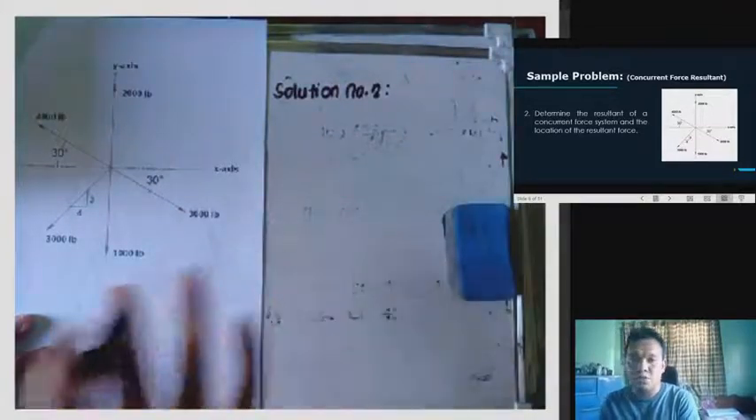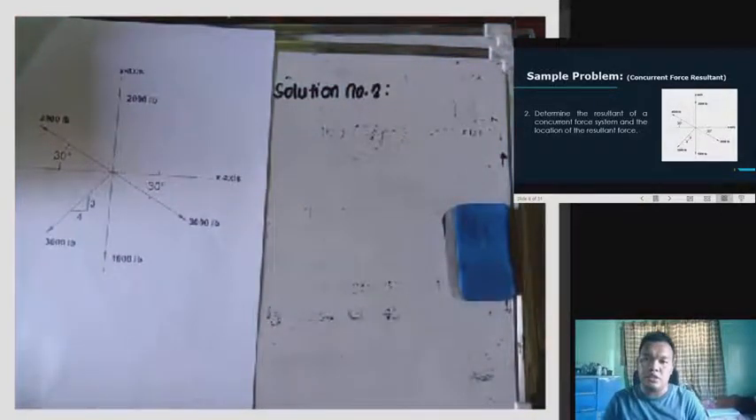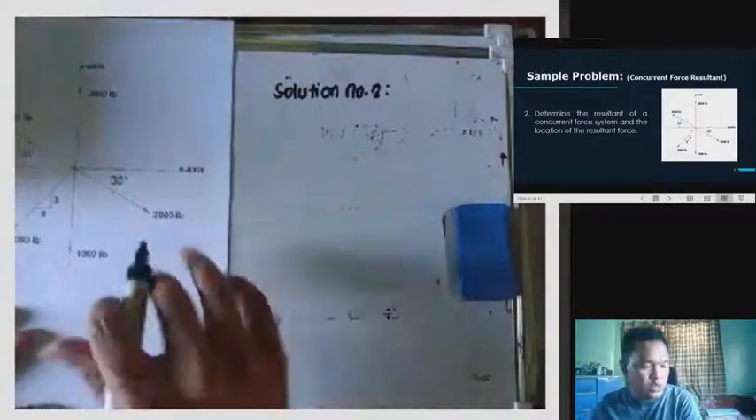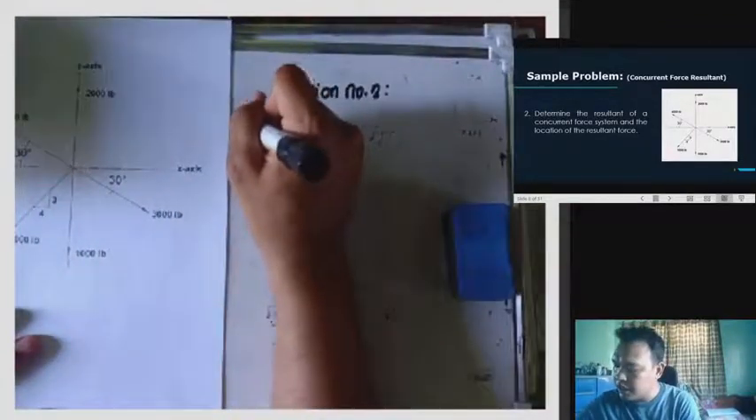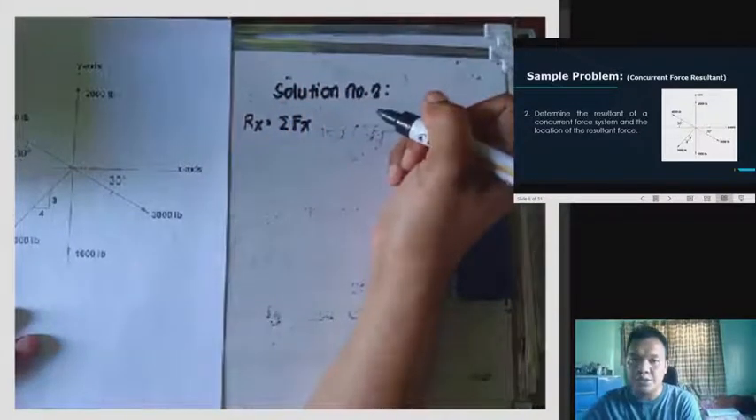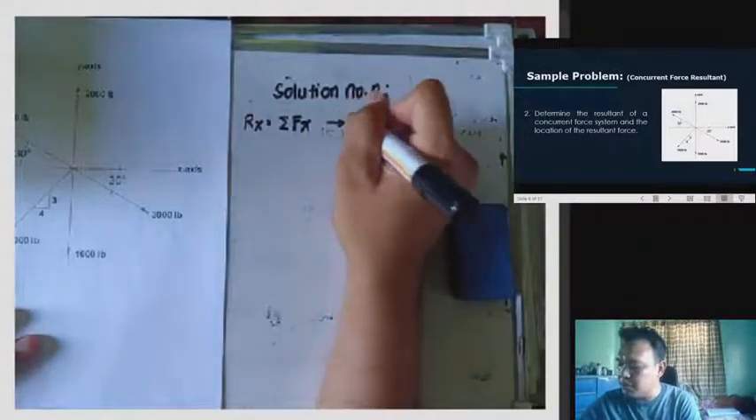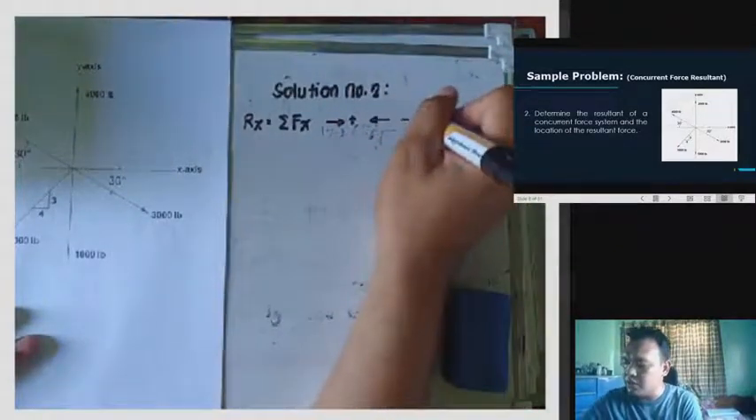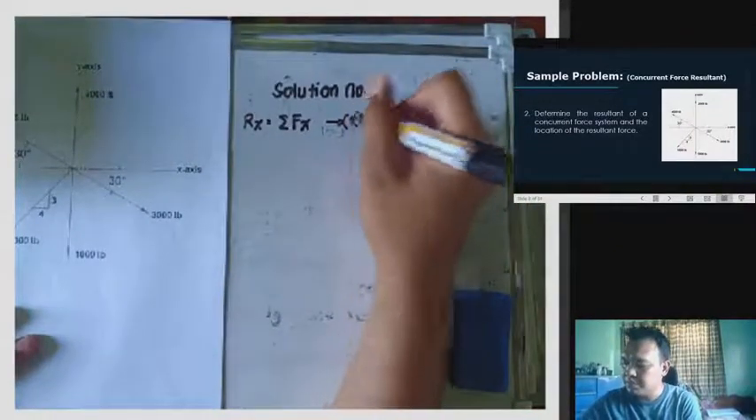We have here summation forces. Di ba si resultant is Rx is equivalent to the summation of forces in x direction and Ry is the summation of forces along y direction. So same din ang gagawin natin dito. So we have here Rx is equivalent to summation of forces x direction, no? So si pag ganon is positive at si going to the left is negative tayo, no? Yan yung assumption natin. Okay?